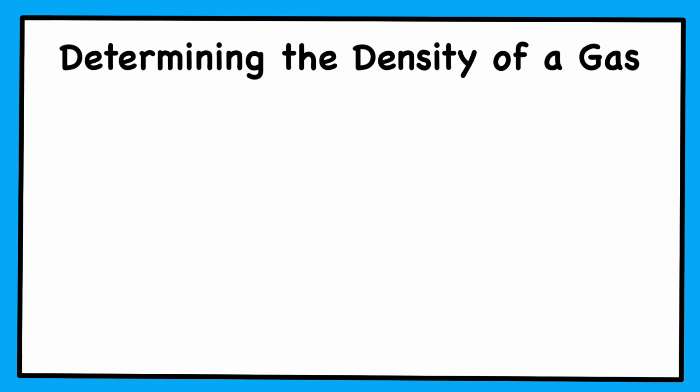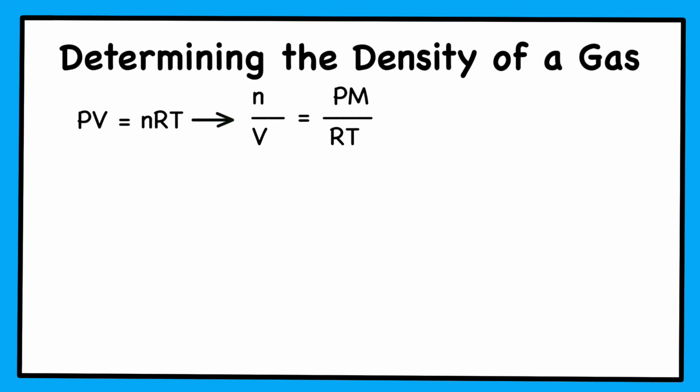The last thing we're going to talk about with gases today is how to determine the density of a gas. We can calculate the density of a gas under conditions by using the ideal gas law. To do this, we're going to rearrange the gas law so that we can get moles over volume equals pressure over R times T. Since the left side of the equation is moles per liter, or moles over volume, we can change that to molar density.